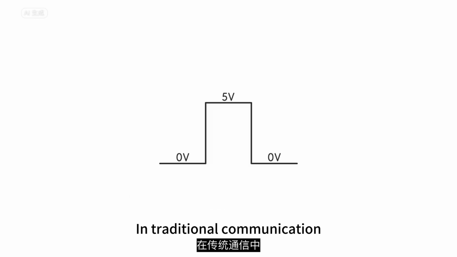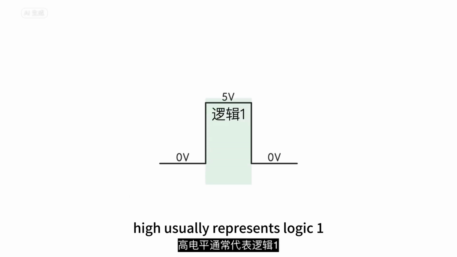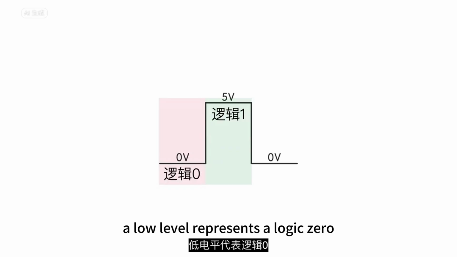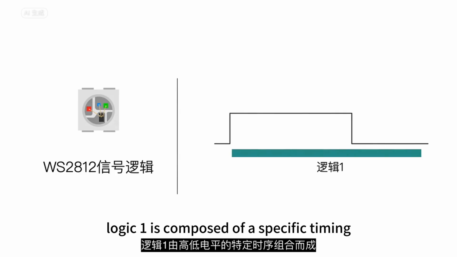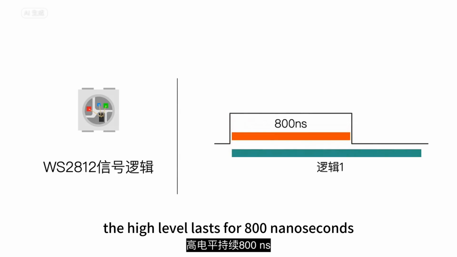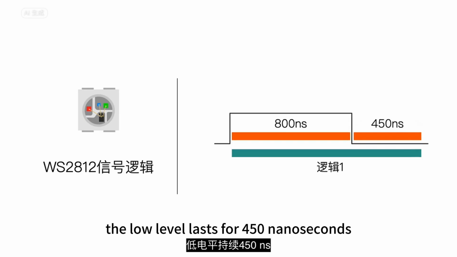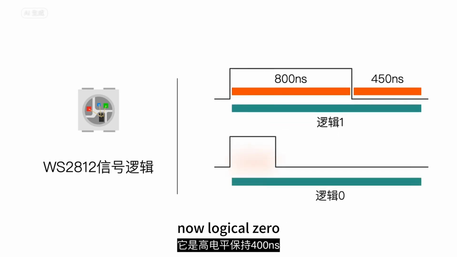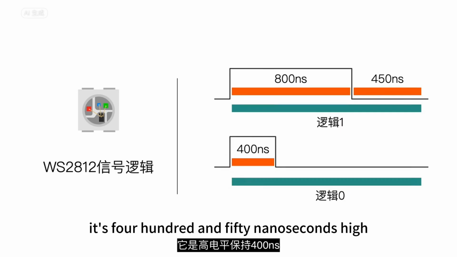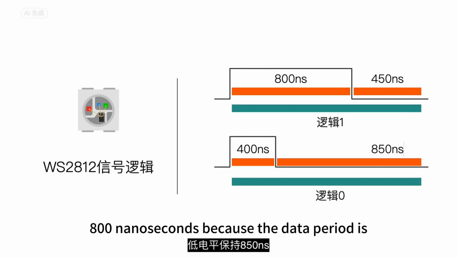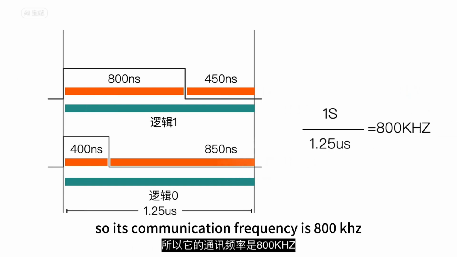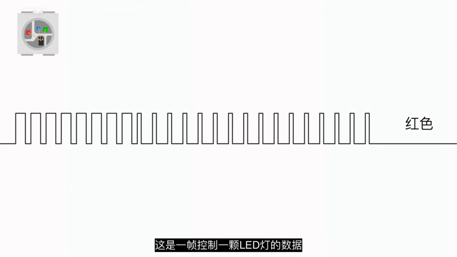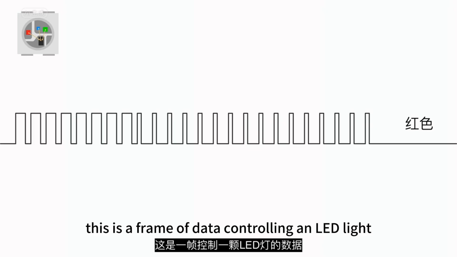In traditional communication, a high level usually represents logic 1, and a low level represents logic 0. In the single bus communication protocol of WS2812, logic 1 is composed of a specific timing combination of high and low levels. The high level lasts for 800 nanoseconds. The low level lasts for 450 nanoseconds. Now, logic 0. It's 450 nanoseconds high. The low level is maintained for 800 nanoseconds. Because the data period is 1.25 microseconds, its communication frequency is 800 kHz. This is a frame of data controlling an LED light.